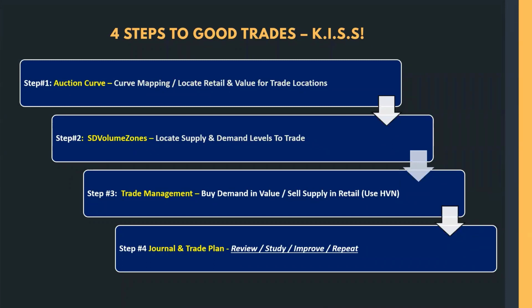Step number two is we're going to go into the SD volume zones, and we're going to look at where am I planning on taking trades. Step number three is identifying the volume data so that when you get ready to buy or get ready to sell, you know where to buy and sell inside of those zones. And then step number four is making sure that as you take trades, you journal them and you repeat and you move forward with your process, okay?